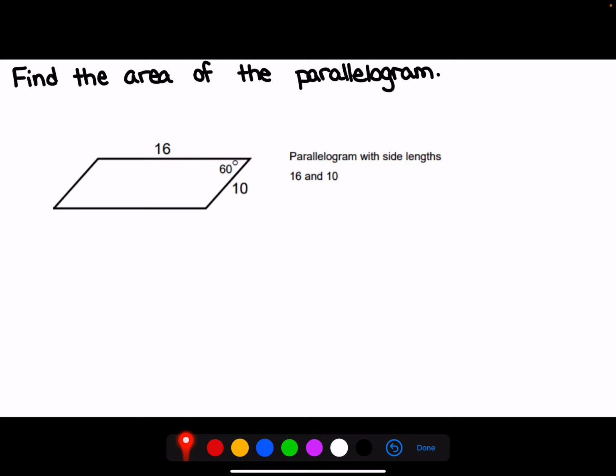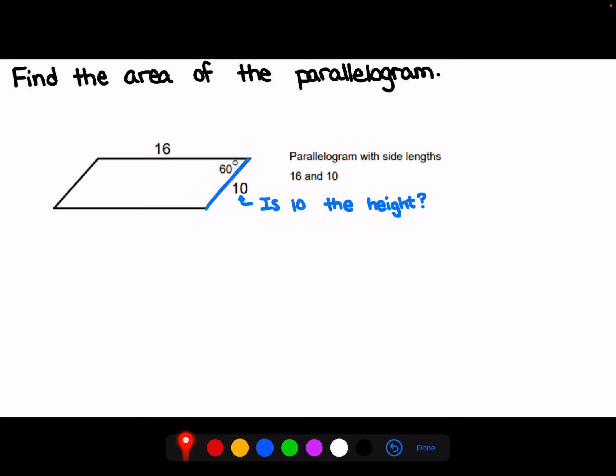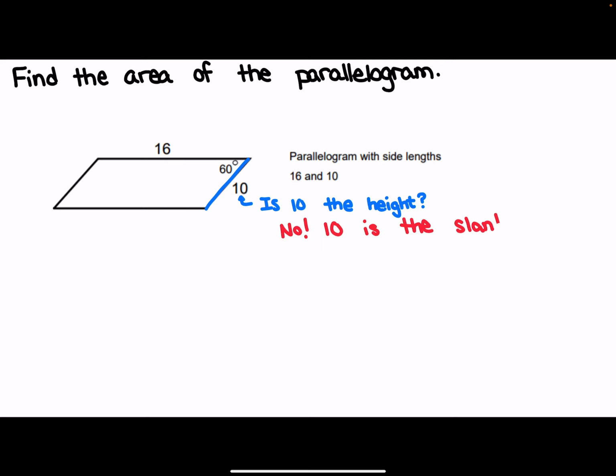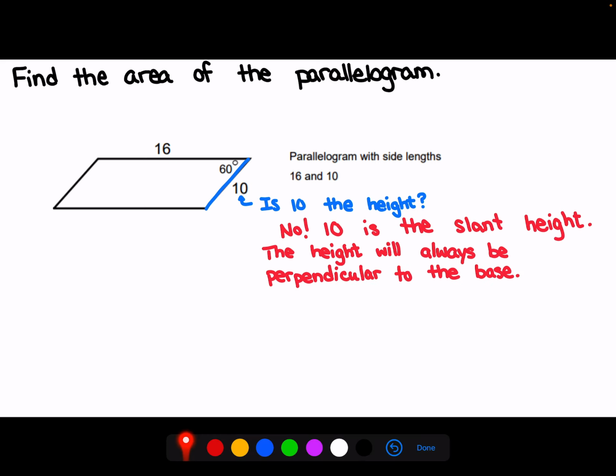All right, now let's go ahead and move on to some more difficult problems dealing with parallelograms. So, we want to find the area of this parallelogram, and it has side lengths of 16 and 10. So, is 10 the height? Is 10 the height of this shape? Well, no. 10 is the slant height. Remember, our height must be perpendicular to the base. So therefore, I'm going to go ahead and draw an auxiliary line going straight up from this point, straight up.